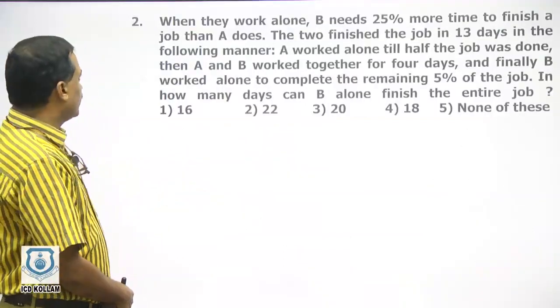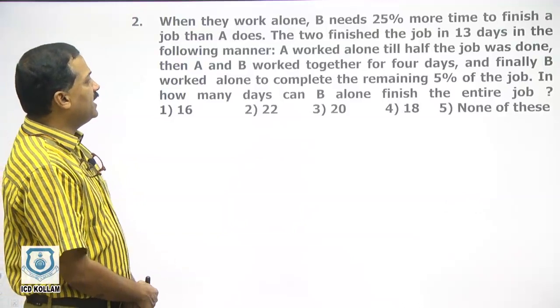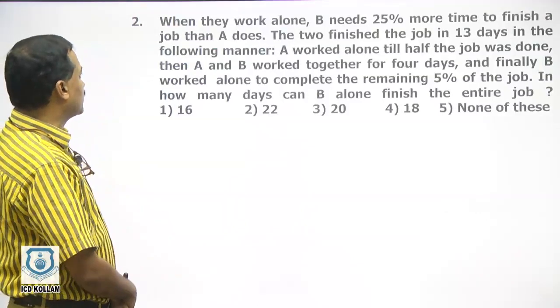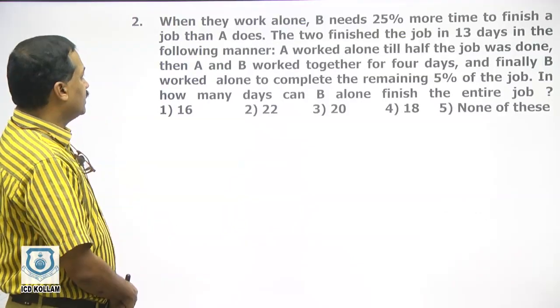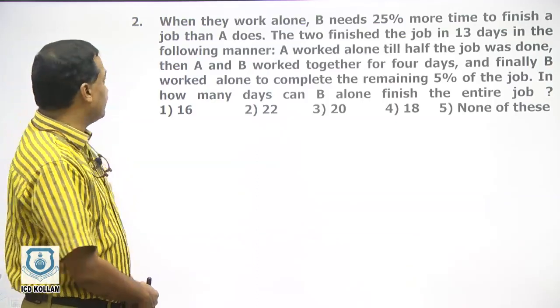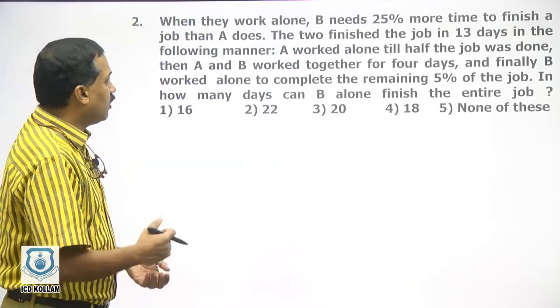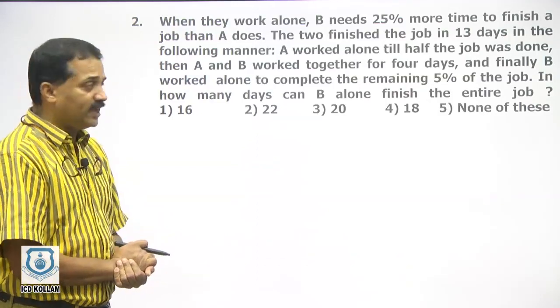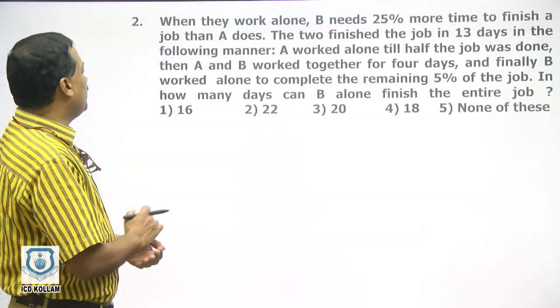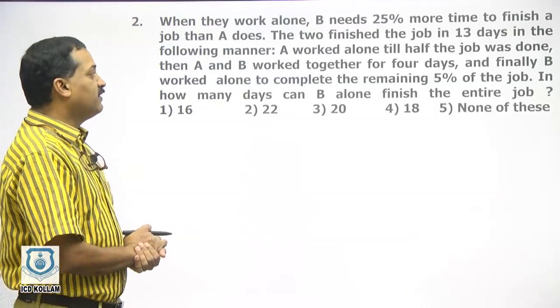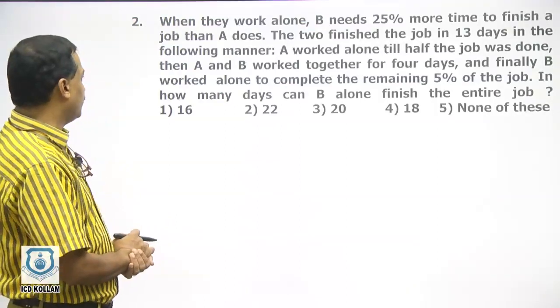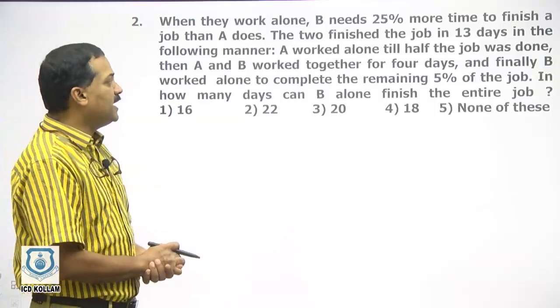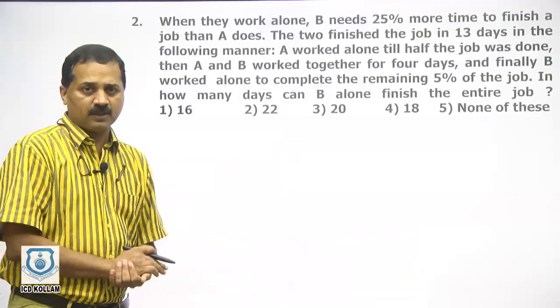Question number 2. When they work alone, B needs 25% more time to finish a work than A does. The two finished the job in 13 days in the following manner. A worked alone till half the job was done, then A and B worked together for 4 days, and finally B worked alone to complete the remaining 5% of the job. In how many days can B alone finish the entire job?